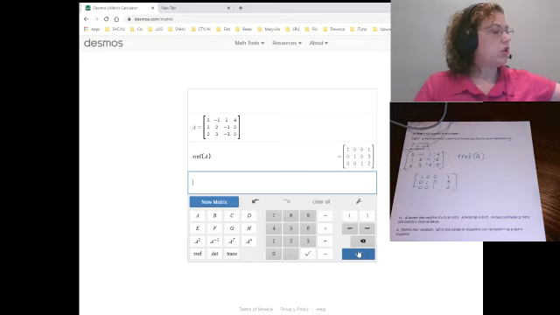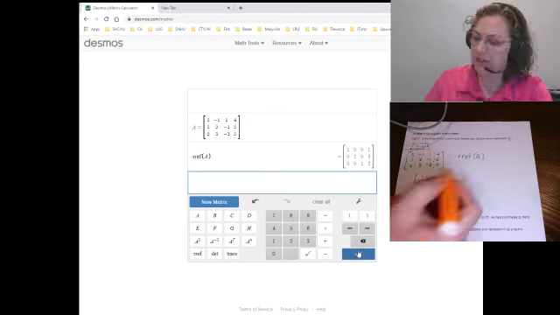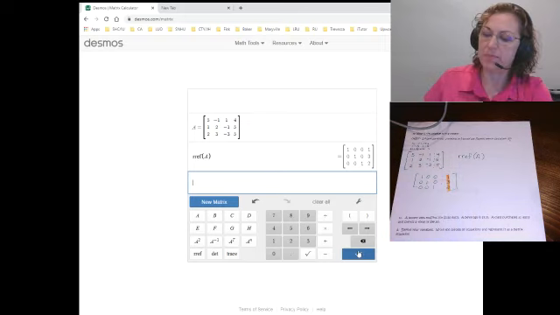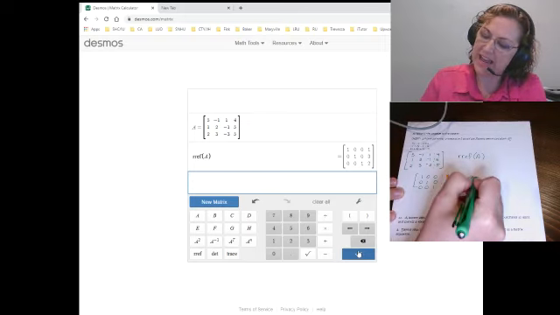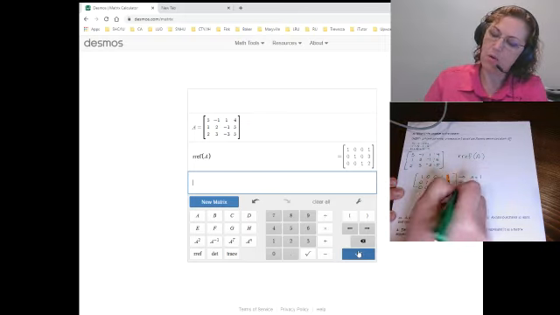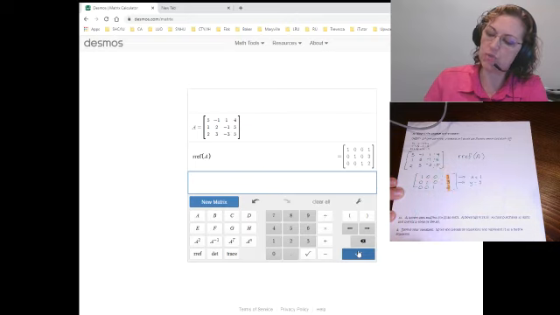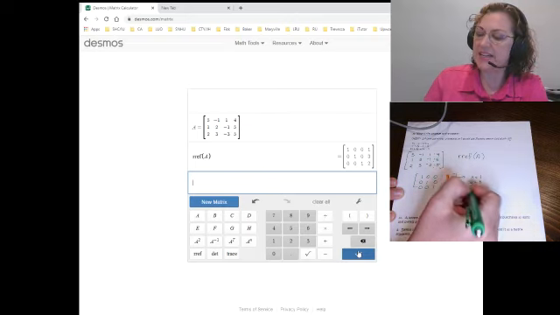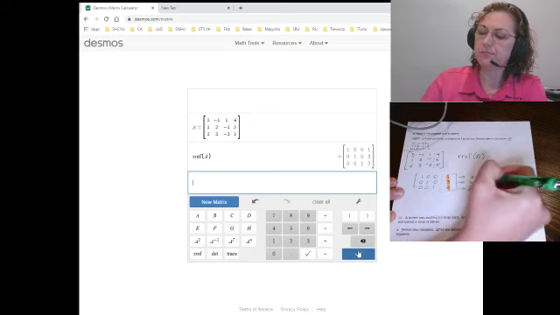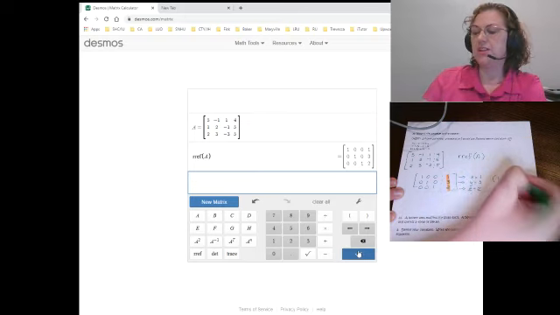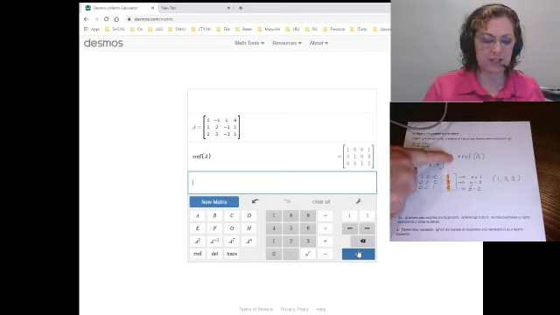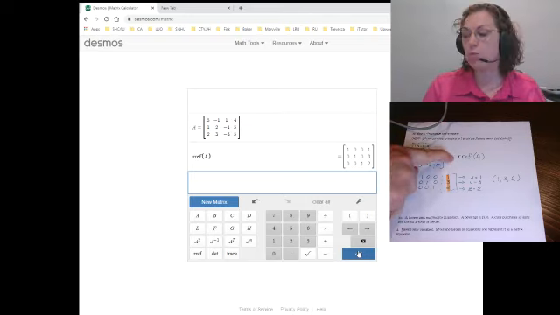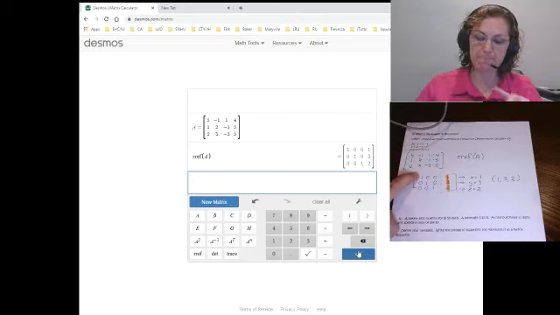Okay. And your answers are here now in the last column in alphabetical order. So this means that X is 1, Y is 3, and Z is 2. And then you can write it as an ordered triple. But make sure you've got that notation. That's how you've got to tell the calculator, hey, I want the answer, and this is how you get it for me.